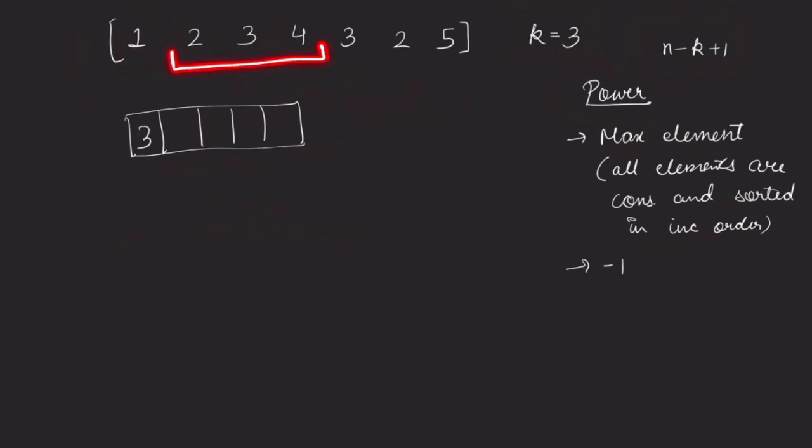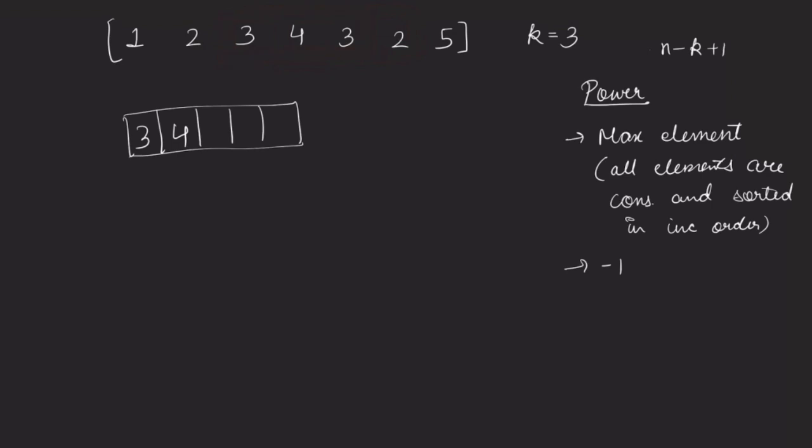Next, we have this subarray. Now in this again, the elements are consecutive, right? 2 plus 1 is equal to 3, 3 plus 1 is equal to 4. They are sorted in increasing order also. So we will take the maximum element, which is 4. So we will write 4 here. Now the next subarray is 3, 4, 3. Now you will see that these are not consecutive, right? Because after 4 plus 1, we should have 5, but it is 3 here. So for this, we should write minus 1 as our answer.